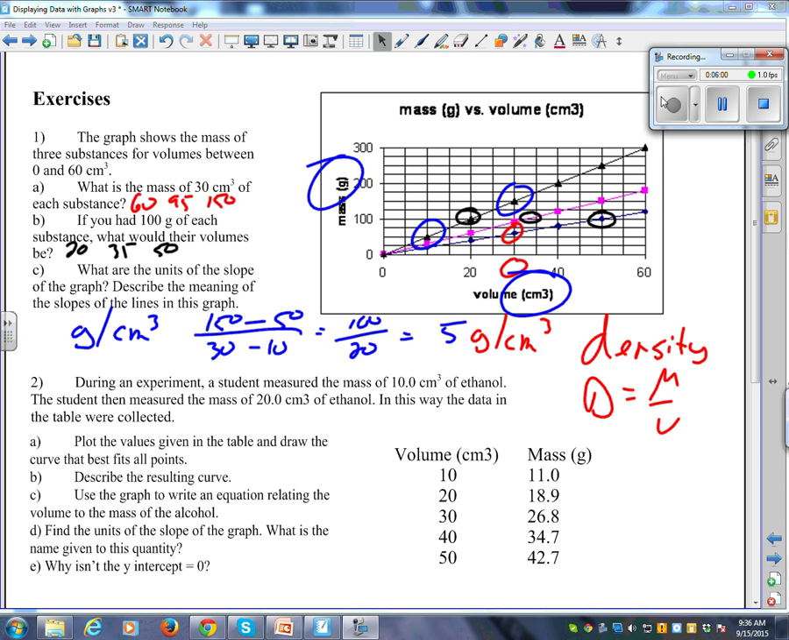During an experiment, the student measured the mass of 10 cubic centimeters of ethanol by pouring it in a graduated cylinder. The student then measured the mass of 20 and so on. They got that data. Plot the values given in the table and draw the curve or line that best fits all points. Did you get a 100% perfectly straight line?